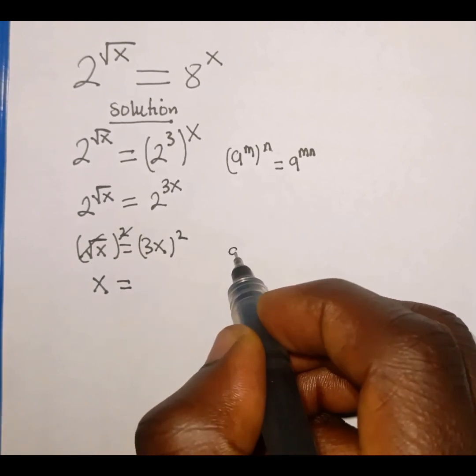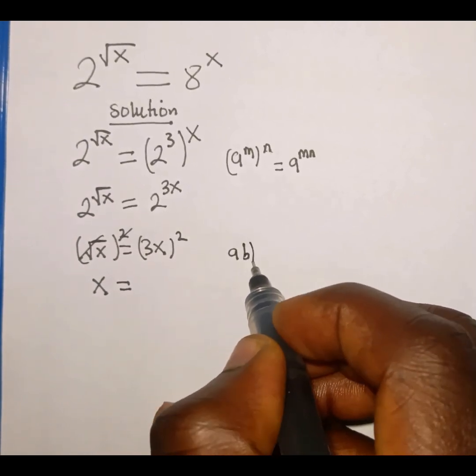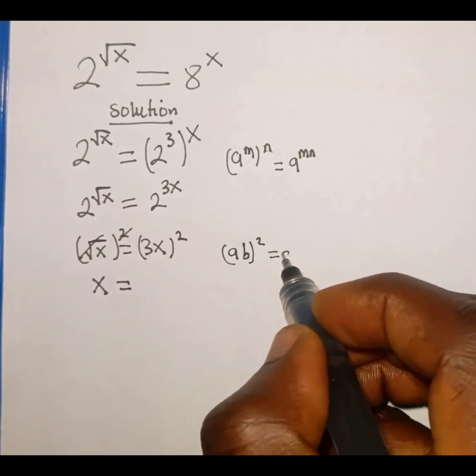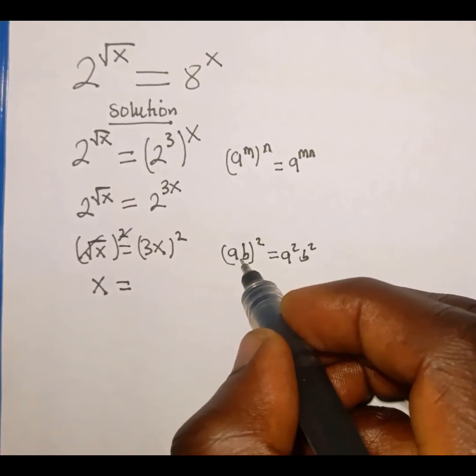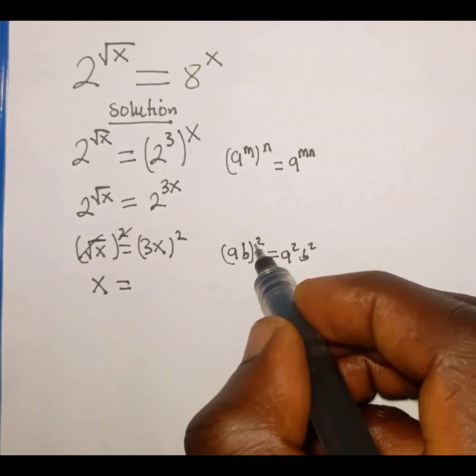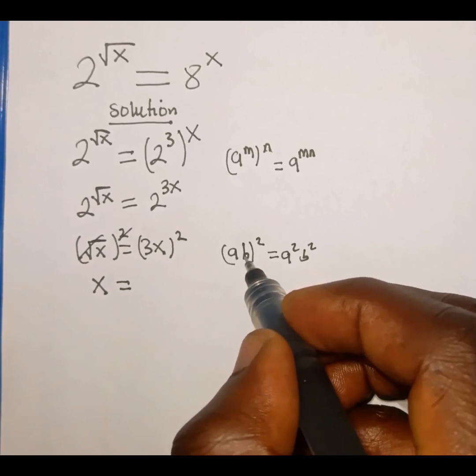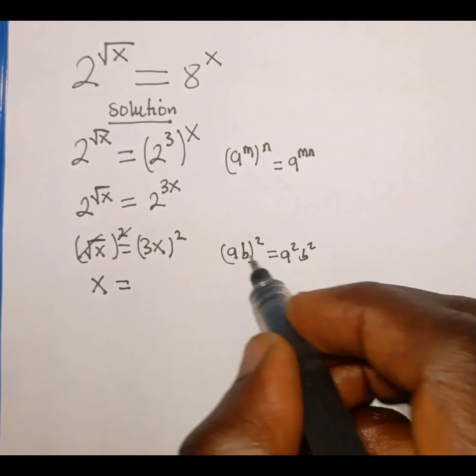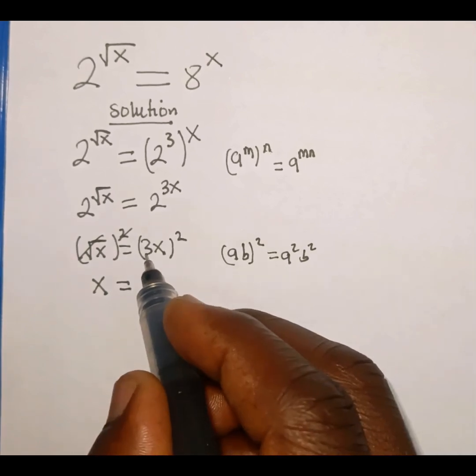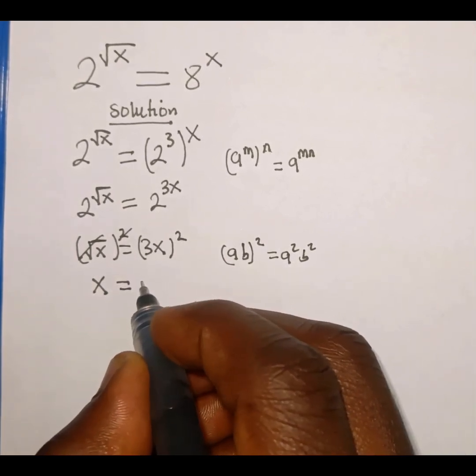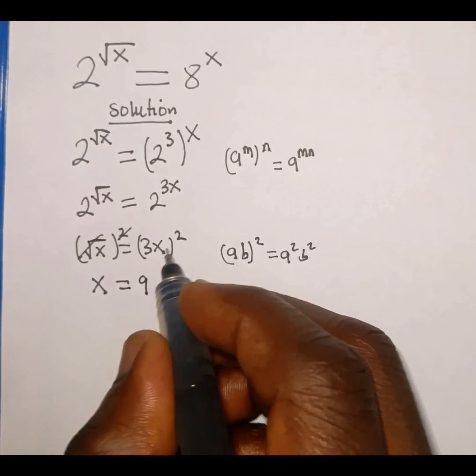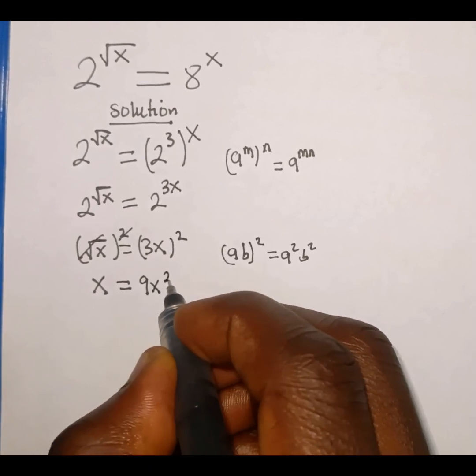Recall that when we have (ab) all squared, this is the same as what? a squared b squared. Since the operation is separated by multiplication, then the power is going to affect each term in the bracket. So that's why we have a squared b squared. So in this case, we are going to have 3 squared x squared, and 3 squared implies 3 multiplied by 3, which is going to give us 9. Then x squared is the same as x squared.